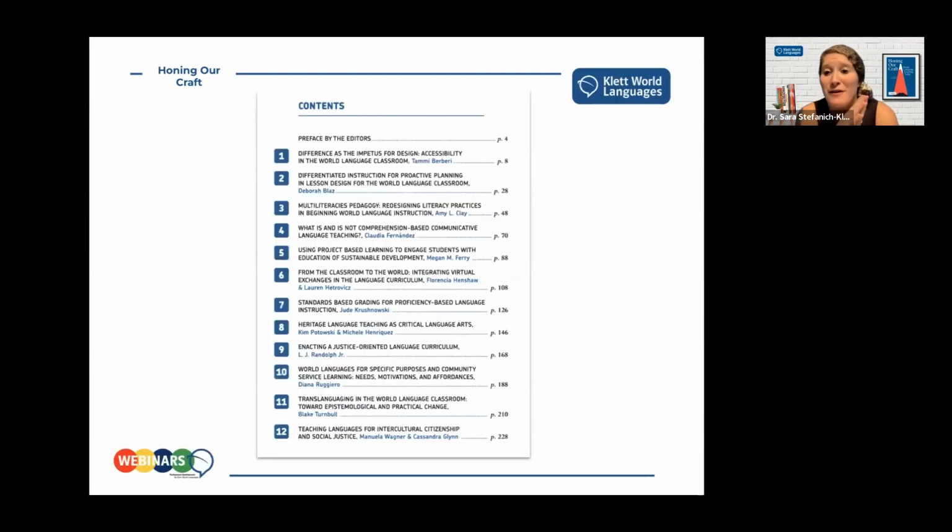So here is a brief look, and I know it's small, but you can find more information on our website. Look at the table of contents for this volume that is coming. You can see we're talking about social justice in the language classroom, differentiated instruction, working with our heritage and our native speakers, proficiency-based curriculum, incorporating technology, multiliteracies approach. So a lot of hot button topics that you probably hear mentioned all of the time. We'll have that coming out to you shortly. Information is available on our website, and it is actually available now for pre-order if you are interested.